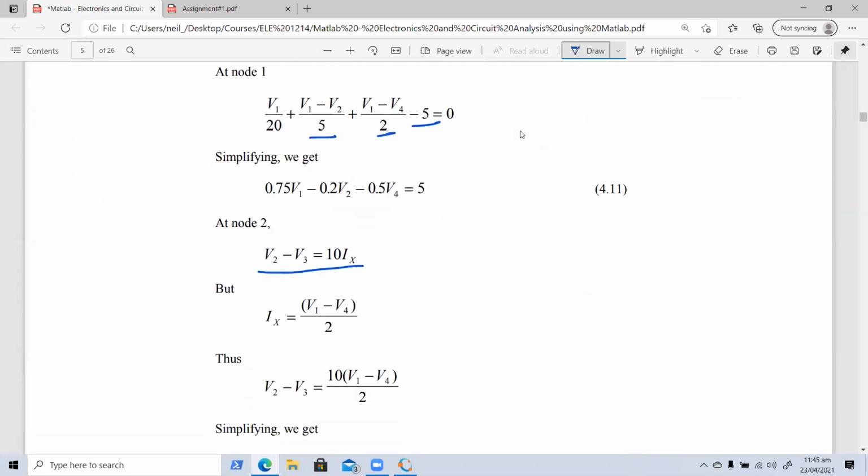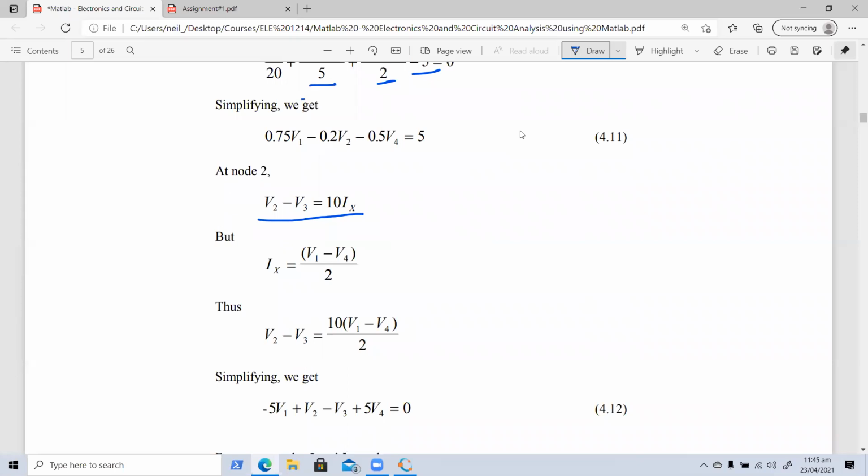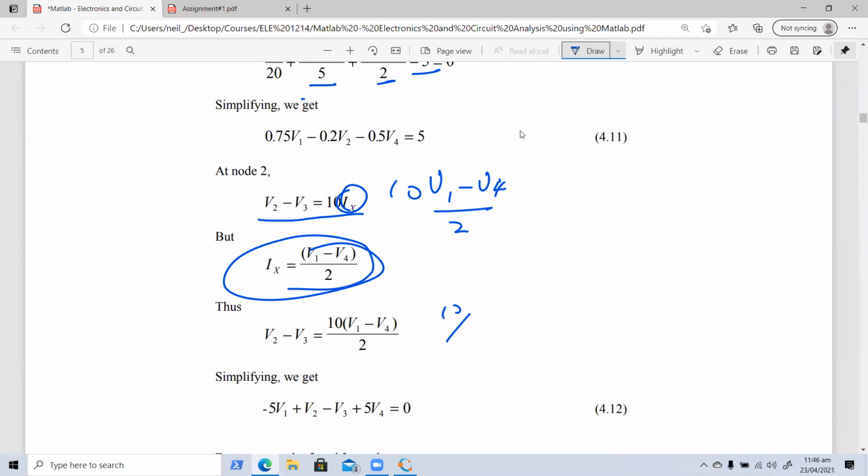What we do, V2 minus V3 is equal to 10Ix. We sub in what Ix is. And remember we said Ix is V1 minus V4 over 2. So we put that in, right? Ix, so 10 times this is 10 times V1 minus V4 over 2. And then we do some simplification, of course, right? 10 divided by 2 is equal to 5. So 5 V1.